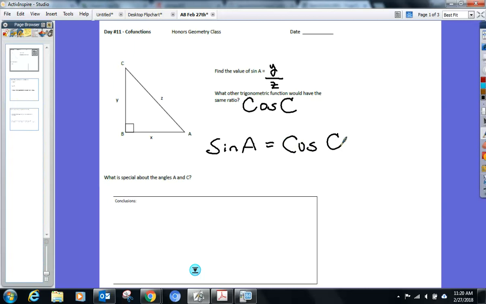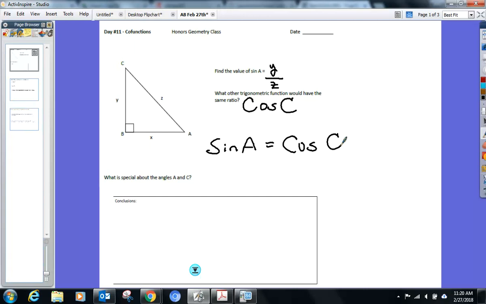C. What's so special about angles A and C? Don't yell anything out. Take a look at the diagram. What relationship do A and C have? Looking for a little vocabulary term here. What relationship do A and C have? Anybody? They're not congruent. Angle A and angle C.